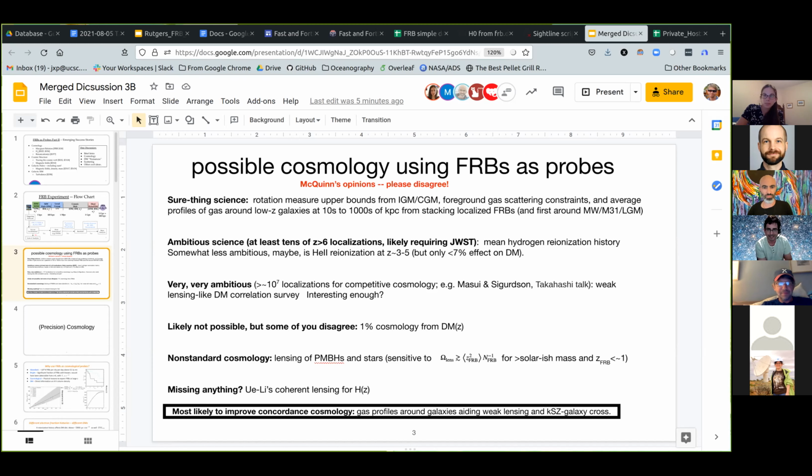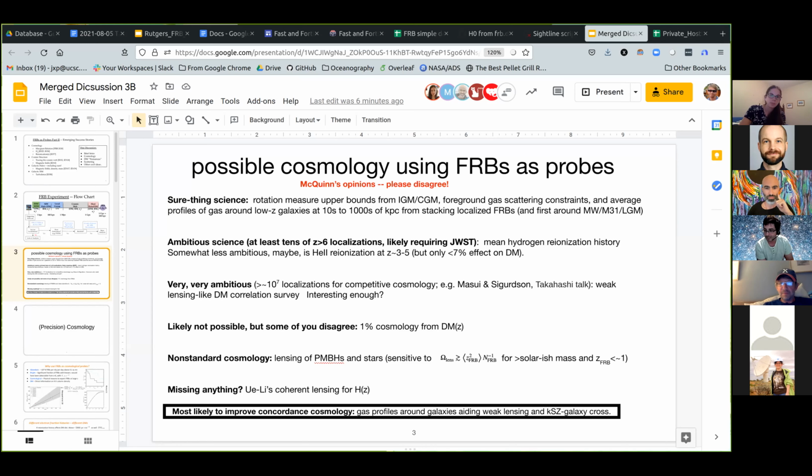So this is just a breakdown of different science categories, with a focus on cosmology. In the category of sure thing science, we heard a bit about rotation measure from Brian and Stella's talk earlier today, and I think it is interesting and it's going to continue to be interesting for probing IGM magnetic fields, primordial magnetic fields, and especially CGM magnetic fields. Xavier has a really influential paper on this. So I think that's definitely in the category of sure thing science.